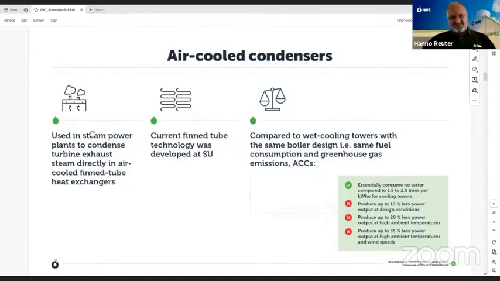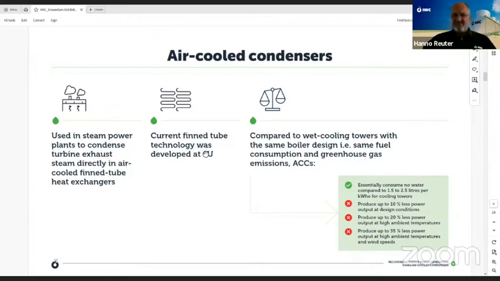What are air-cooled condensers now? Let's just give you a bit more detail here. As I said before, it's a system used in steam power plants to condense turbine exhaust steam directly in air-cooled fin tube heat exchangers. The main components are the fin tubes.